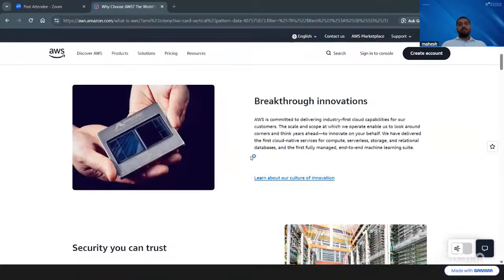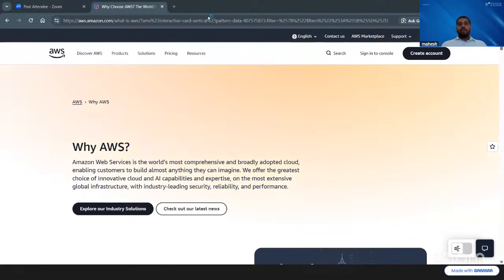Why I'm saying all these things is that you should know why AWS is the best platform. They are providing a good amount of solutions. They have huge data centers. They have a good level of security. They have expert people managing their data centers. So that's the reason AWS is one of the best cloud providers across the globe.